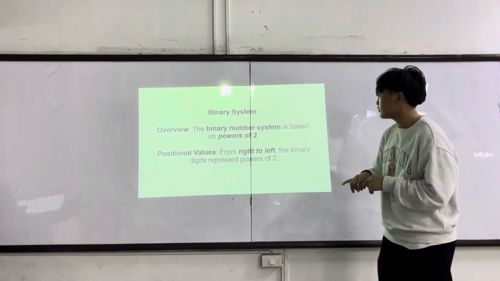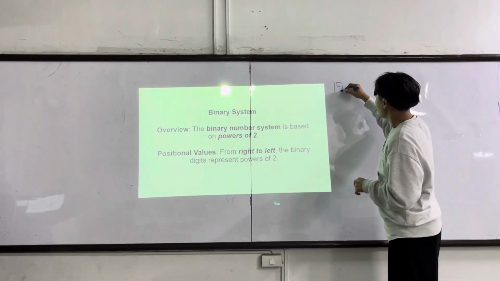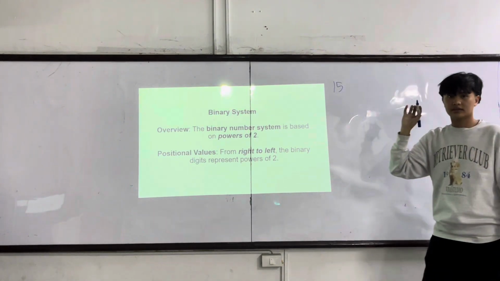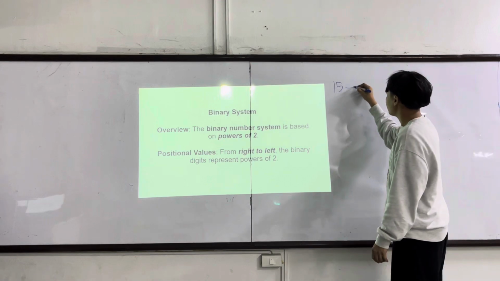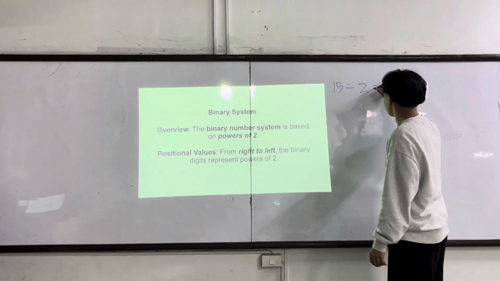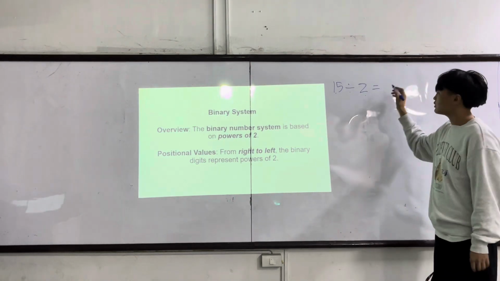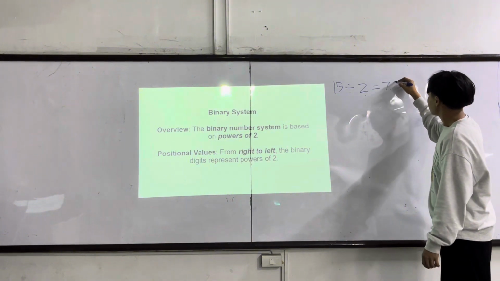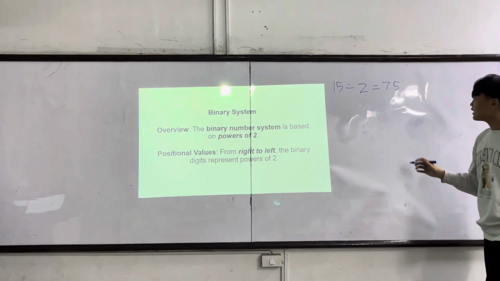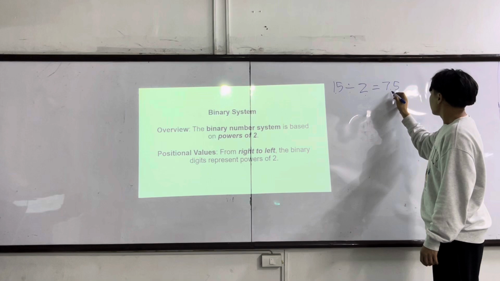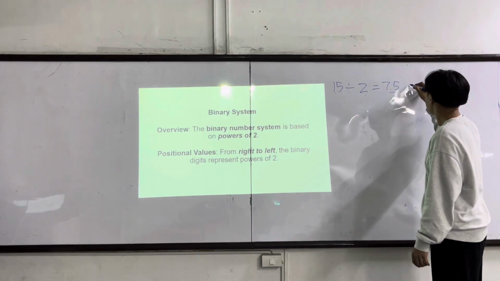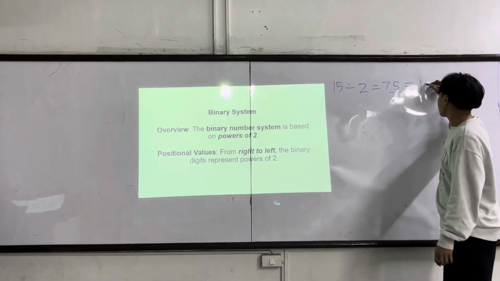Next, we convert a whole number into binary. The first thing we do is divide the whole number by 2. 15 divided by 2 is 7.5. If there's a decimal left, it is equal to 1 bit.